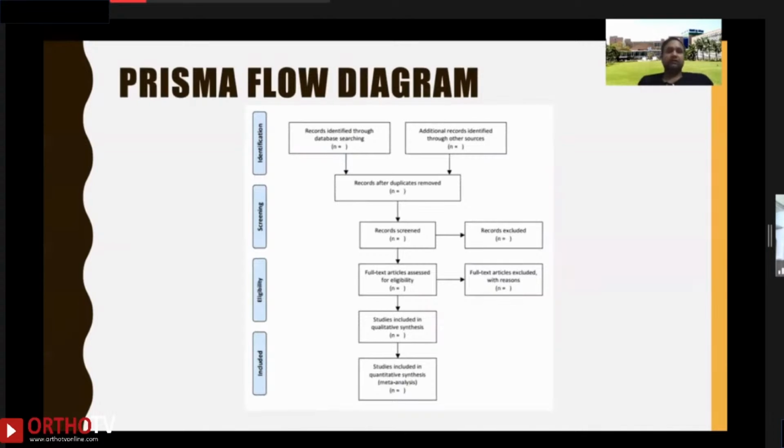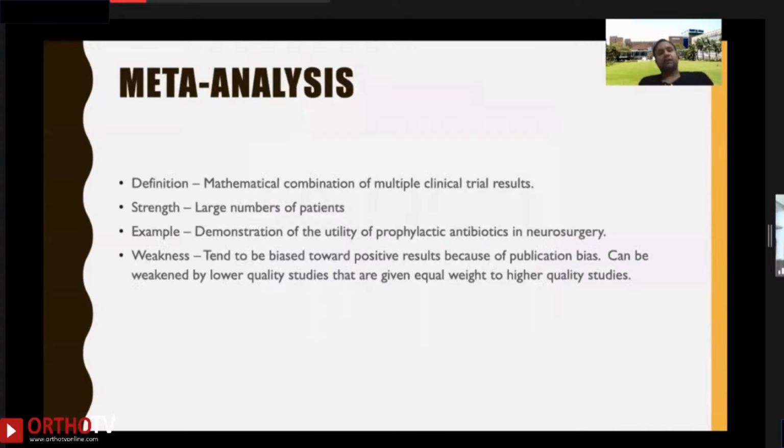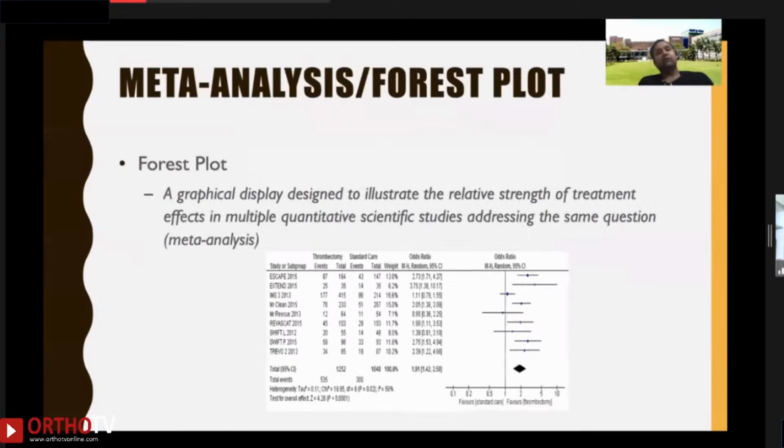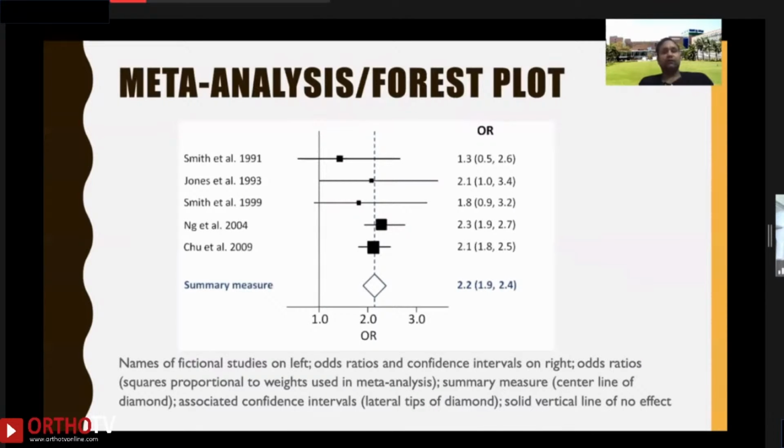So you basically identify your studies, then you screen them, then you include those studies which are eligible as per your protocol, and then you include those studies in your data extraction. Meta-analysis is when you combine the data of multiple studies, and the basic hallmark of a meta-analysis is the forest plot, which I suggest everyone should go and read about. These small squares denote the individual studies, and this diamond shape denotes the complete combined data.